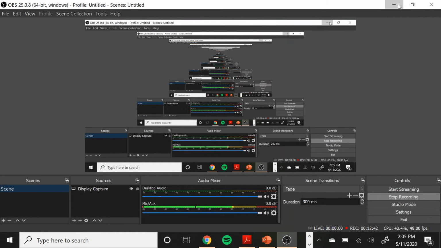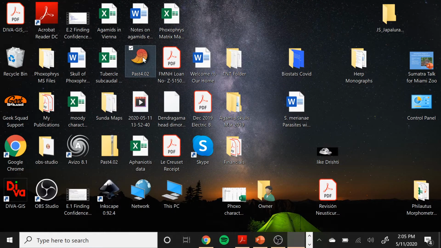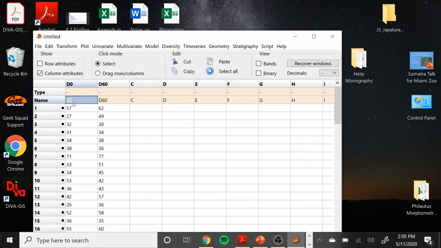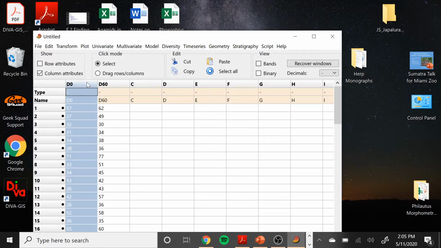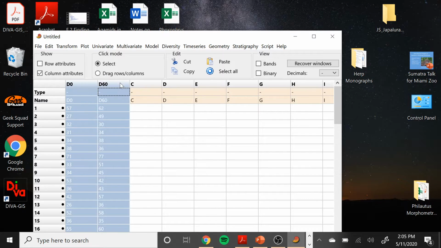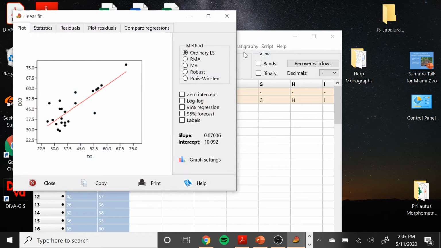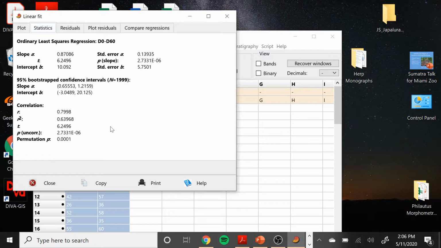All right, let me just close all these other windows so we can get to PASS here. So here we have PASS. We're going to select column attributes. You select this cell right here, hit Control V, and notice how we pasted those two things in. So now we can get a correlation coefficient by selecting the two columns, and then we go to Model, Linear, Bivariate. Okay, and let's see. So the correlation coefficient is over here. All right, so here we have a correlation coefficient.